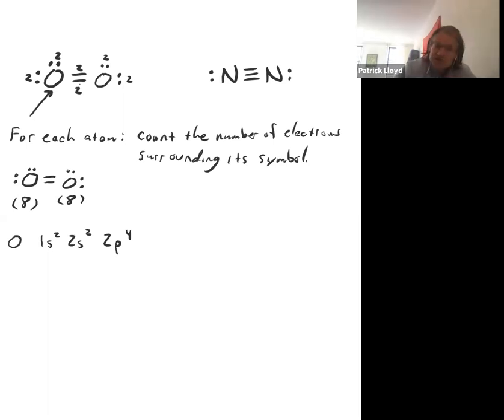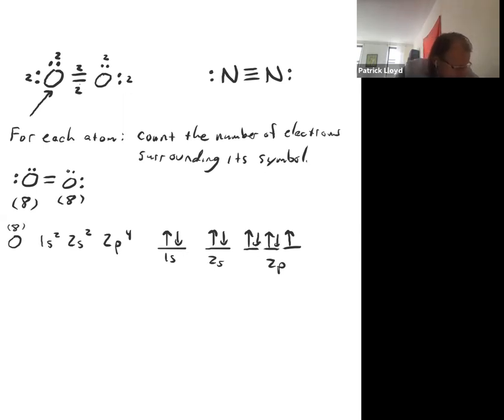Okay, that's the electronic configuration of oxygen. It has 8 electrons, but remember, the 1s has 2 electrons in it, so that's filled. The 2s has 2 electrons, so it's filled. But the 2p only has 4. Remember, oxygen is element number 8 in the periodic table.